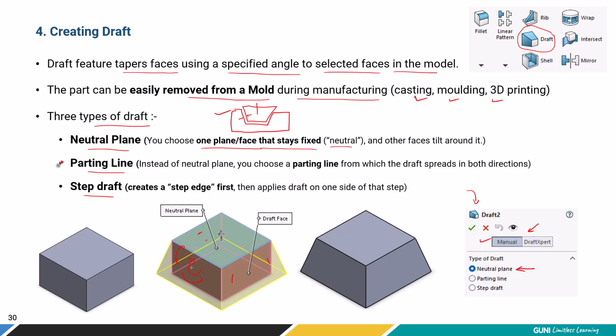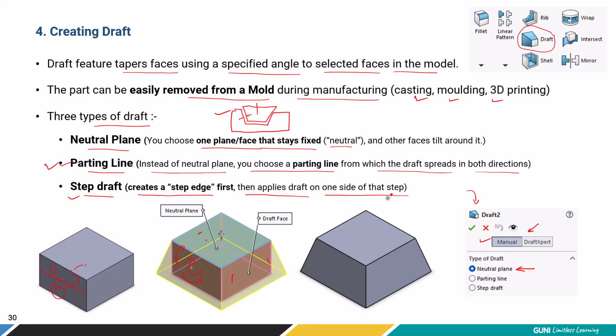Now on parting line, instead of a neutral plane, you choose a parting line from which the draft spreads in both directions. For example, this is a parting line which divides the surface into two parts, part 1 and part 2. So part 1 can be given a separate draft with respect to part 2. Step draft is basically an extension of parting line, but it creates a step, then applies a draft on one side of that step.